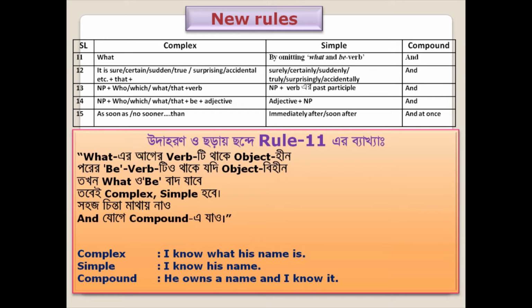Rules number 12. If there is it is sure, it is certain, it is sudden, it is true, it is surprising, it is accidental, etc. plus that. You will have to use surely, certainly, suddenly, truly, surprisingly, accidentally in simple. And in compound you will have to use and.